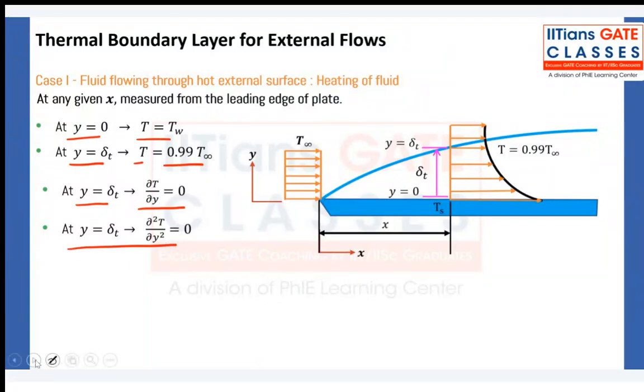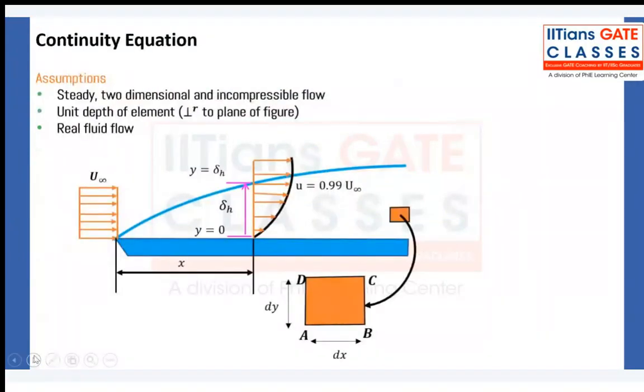Now, whatever boundary conditions we have defined, for each condition we have to apply into our three conservation equations. The first is the continuity or mass conservation equation. What we are assuming is steady, two-dimensional and incompressible flow, with unit depth, perpendicular to the plane of the figure, and real fluid flow.